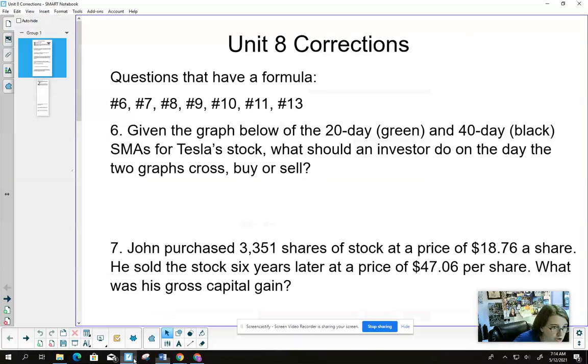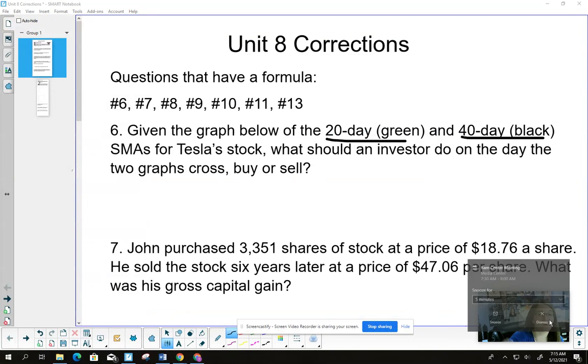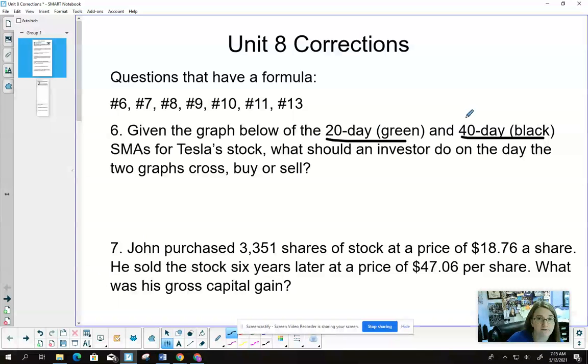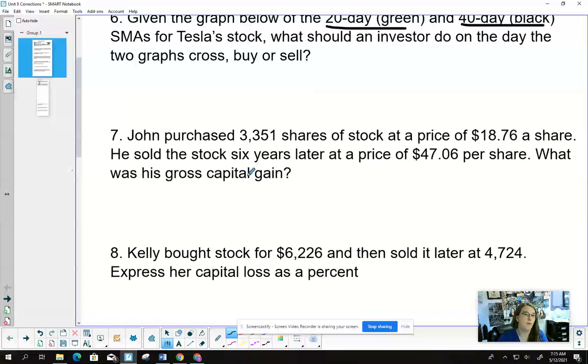So what you had to do for this question was, even though the formula sheet tells you when to buy or sell, you also had to know which is the fast and which is the slow. So the one with the fewer days is the fast one. The one with more days is the slow. So after they cross, whoever ends up on top, that tells you buy or sell. So if you're a little confused on that one, let me know. Again, you may have had this question, but you might have had one other one. There's 2 possible questions you got there.